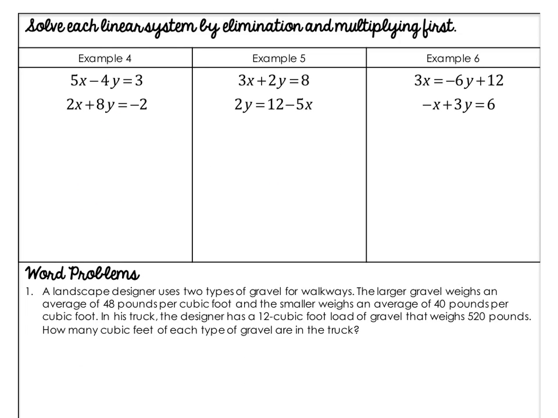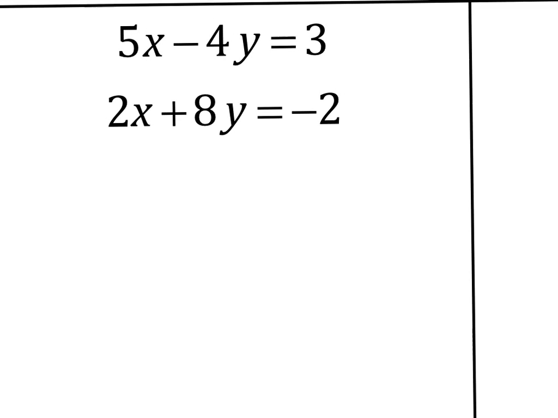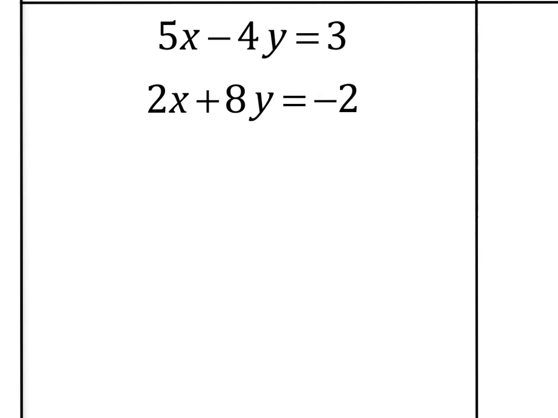Continuing on, just a few more practice problems. In the next example, zoomed in a little too much there. They're both written in standard form and everything's lined up correctly. I don't have any identical coefficients, but I do see here that my negative 4y and my positive 8y, this is going to be best to work with.